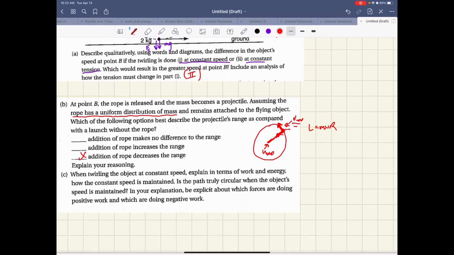When twirling the object at constant speed, explain in terms of work and energy how the constant speed is maintained. Is the path truly circular? That one's a difficult one to think about. But which forces are doing positive work and which forces are doing negative work? Okay.